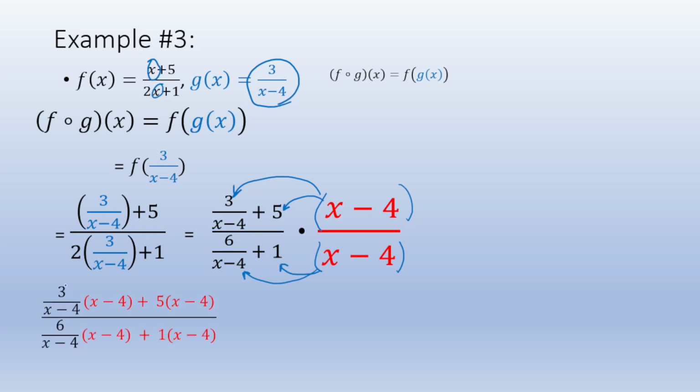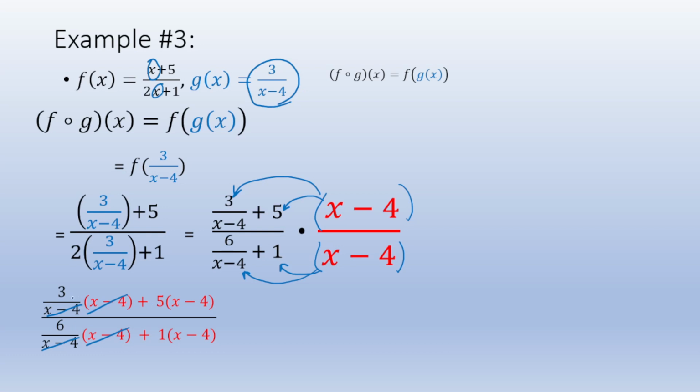What we notice then is that for the first group, 3 over x minus 4 times x minus 4, the x minus 4 cancels out. It cancels out the denominator, leaving us with just 3. And the same thing happens in the large denominator. The x minus 4 cancels out there, leaving us with just 6.